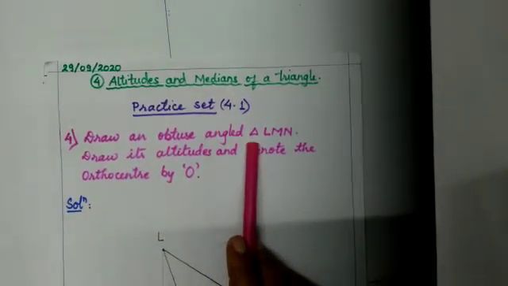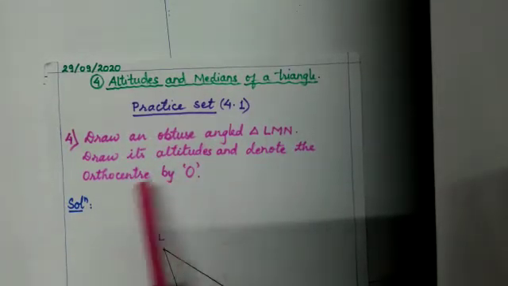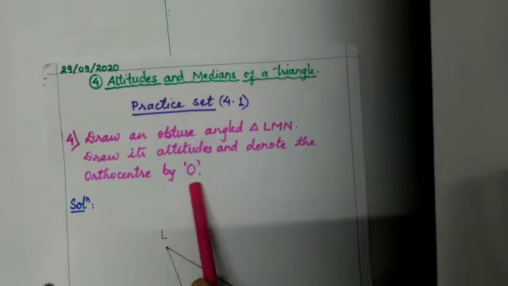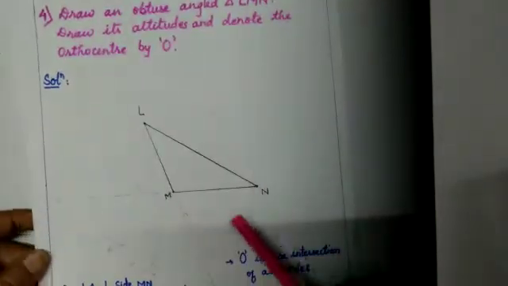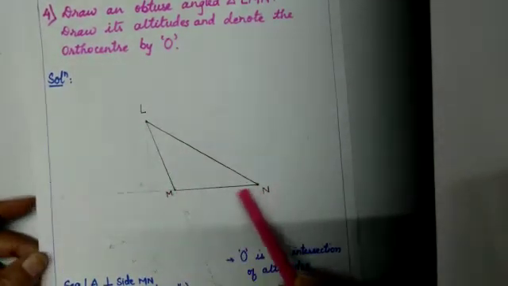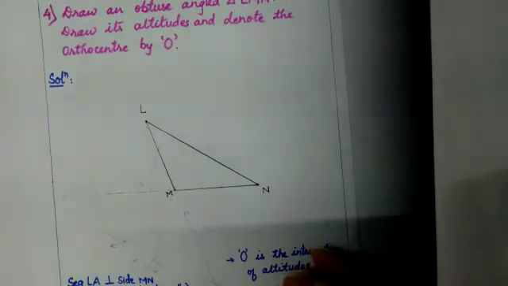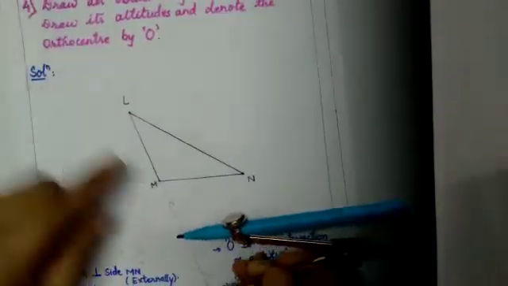Draw an obtuse angle triangle LMN. Draw its altitudes and denote the orthocenter by O. Children, you know how to draw altitudes. So first of all, we will draw one obtuse angle triangle LMN in this way. And now we will start the altitudes of this triangle.